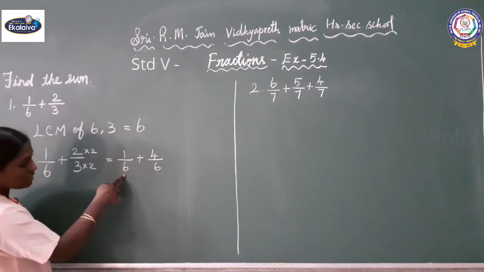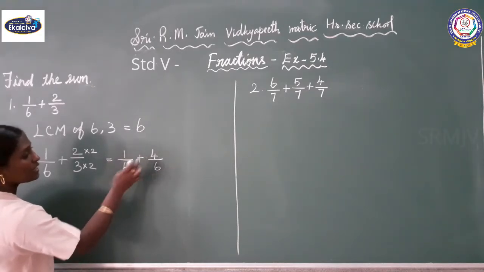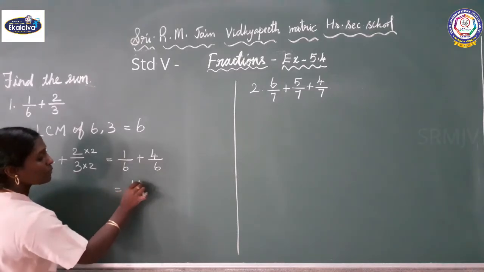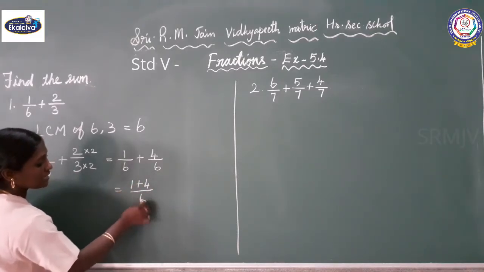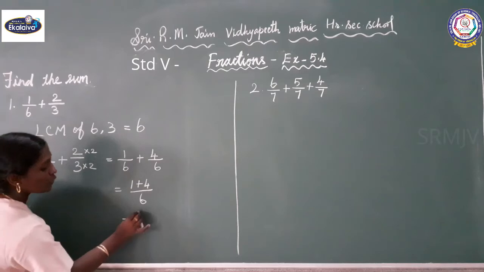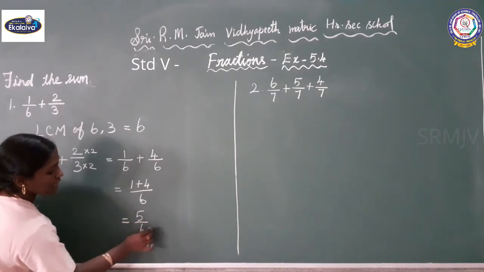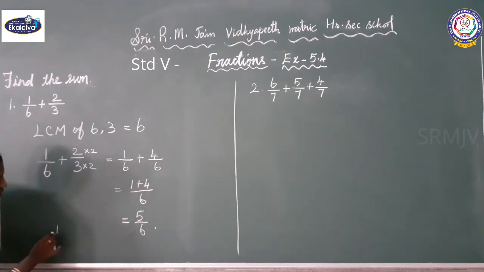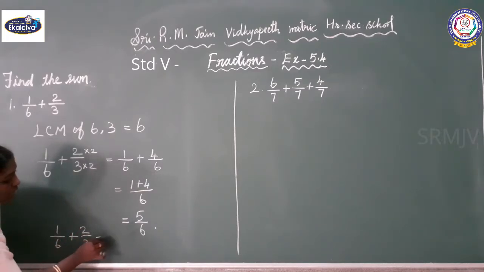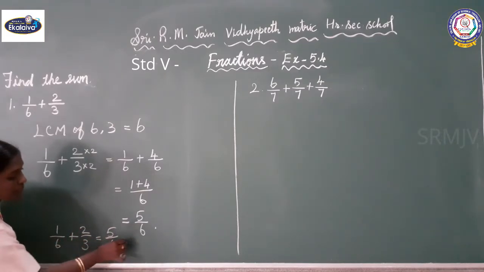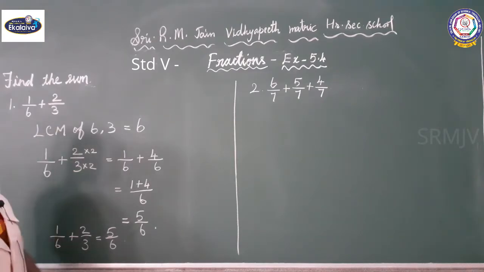The denominators are same. So we can add the numerators. So 1 plus 4 by 6. That is 1 plus 4, 5. 5 by 6. So 1 by 6 plus 2 by 3 is equal to 5 by 6. Is it clear, children? Okay.